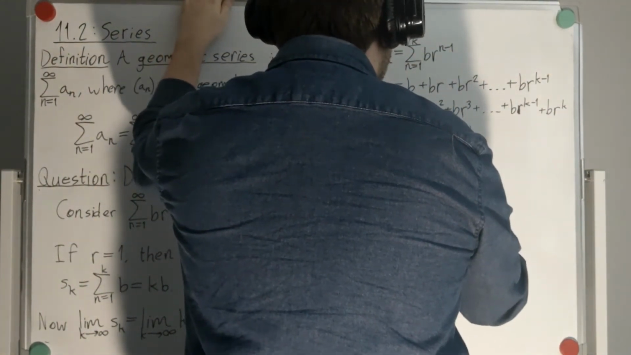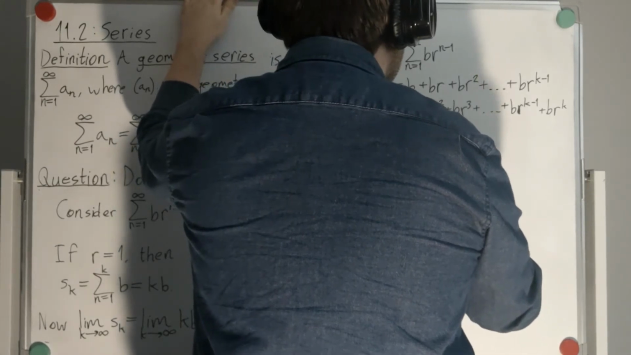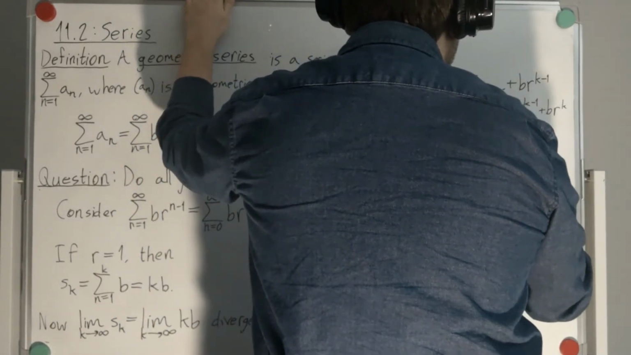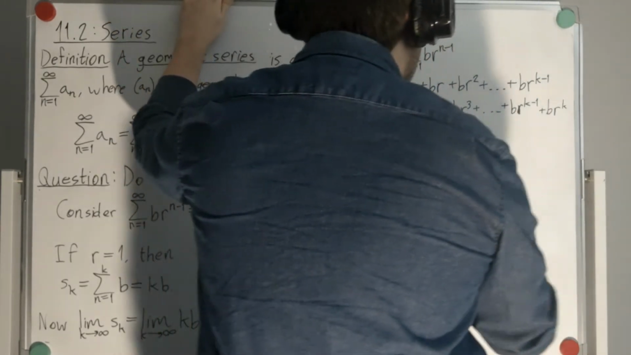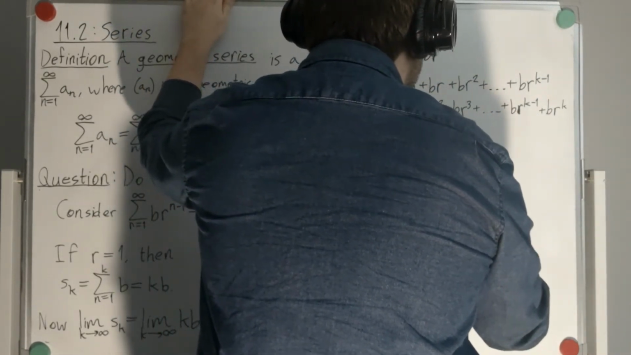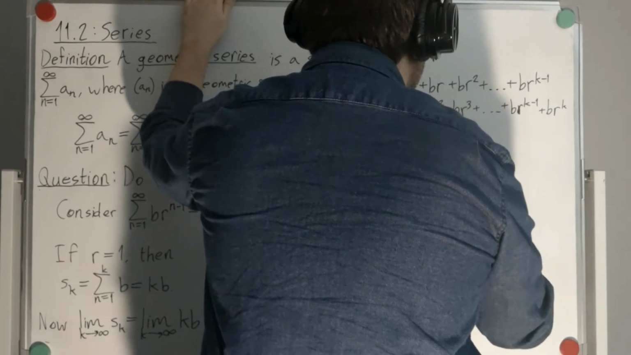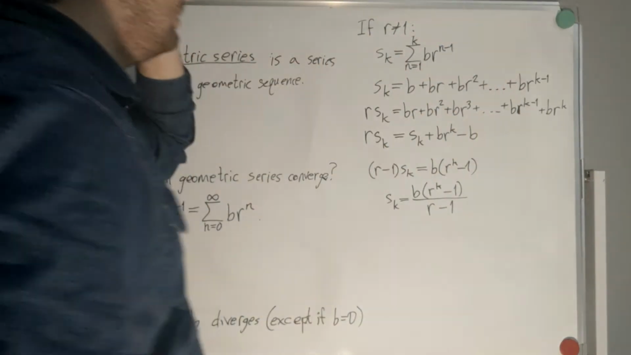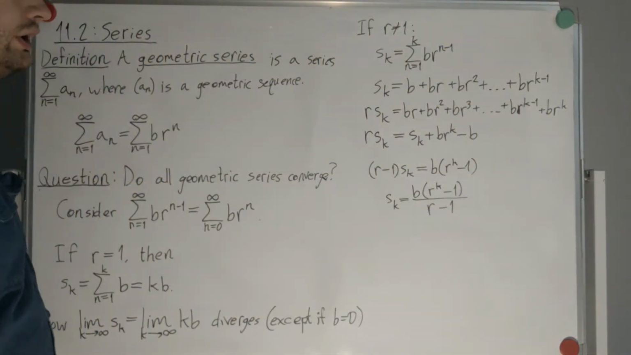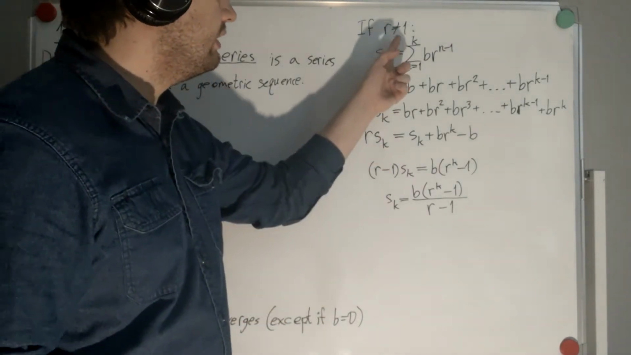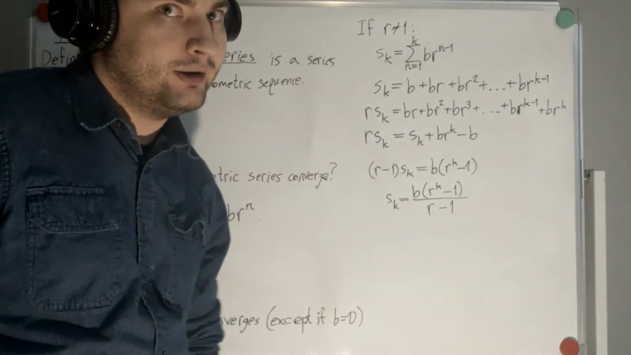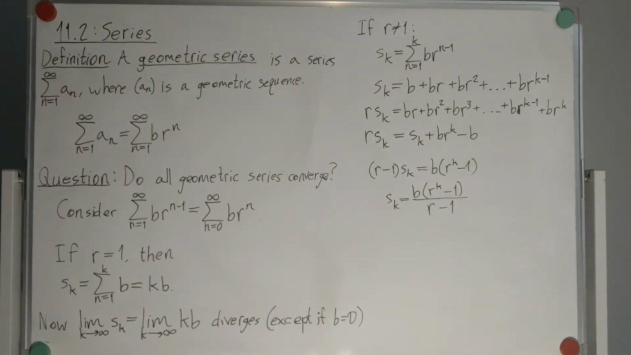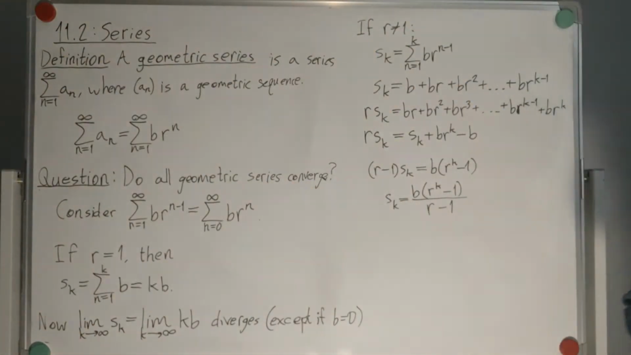All right, and then what happens if we solve this for sk? Well, we'll get r minus 1 times sk is equal to b times r to the k minus 1. And therefore sk is equal to b times r to the k minus 1 divided by r minus 1. And it's okay to say that because, again, r is not 1, so we don't have to worry about dividing by 0 here. Okay, so that's pretty nice. That gives us a formula for every partial sum of a geometric series.